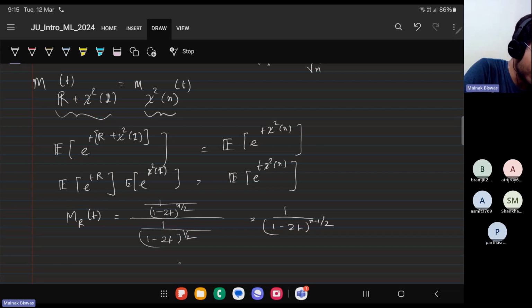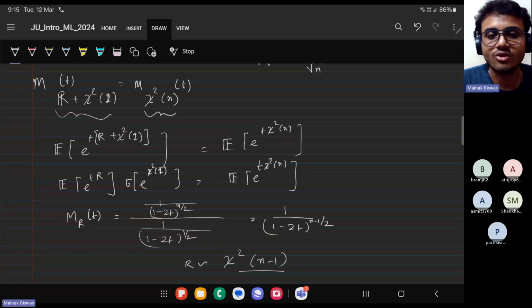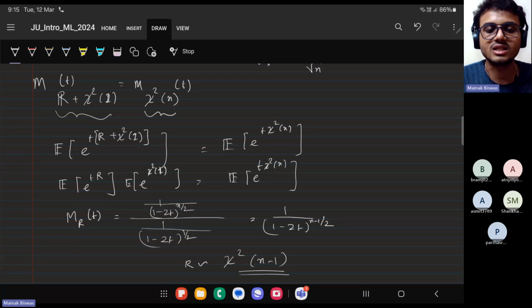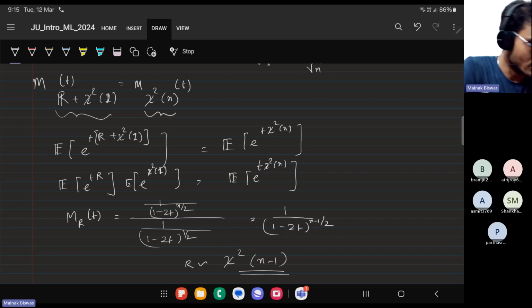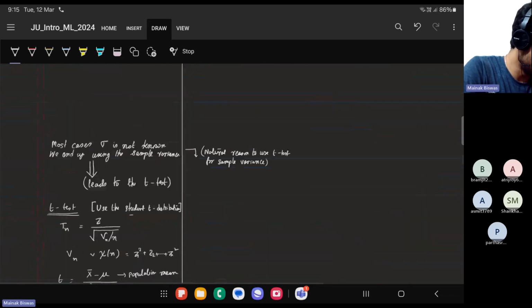So what is our chi square n minus 1? This will be used extensively for all the tests that we'll do. In a small section, we'll do some t-tests and chi-square tests and so on. Anywhere you have a sum of squares, in the case of the sample mean it's one less degree of freedom, right? So remember this forever. This is a brilliant property.